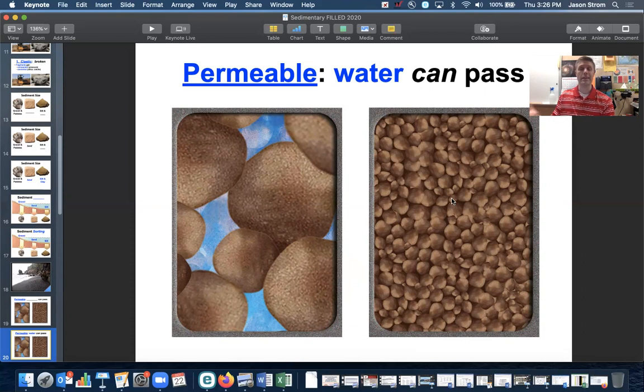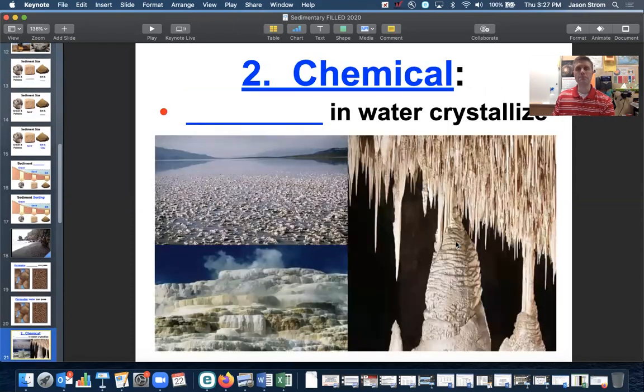Just like in biology, the cells have a semi-permeable membrane. Some things can get through, some things can't. If it's something like clay here, on the right, that's packed together so tightly that there aren't gaps, there aren't spaces, then that's something that would be referred to as impermeable. Water can't pass through it.